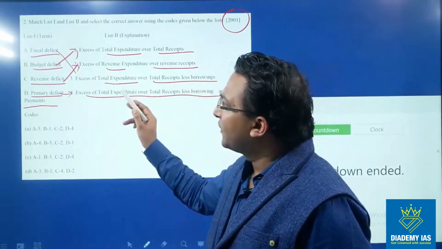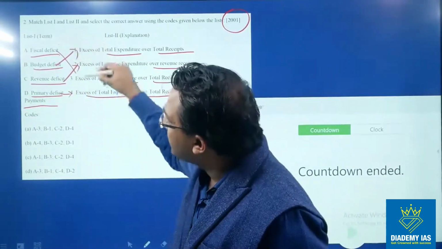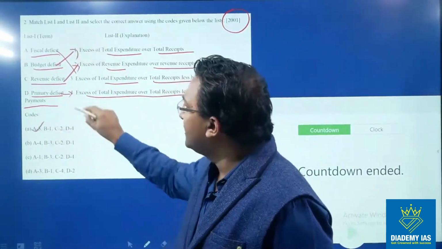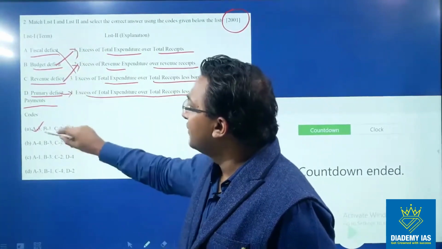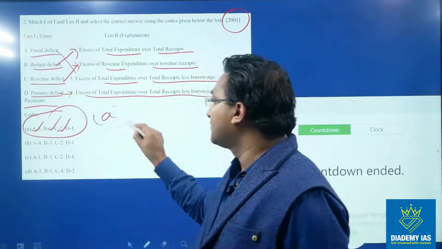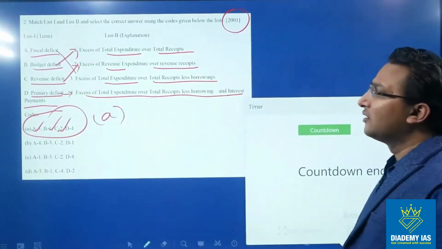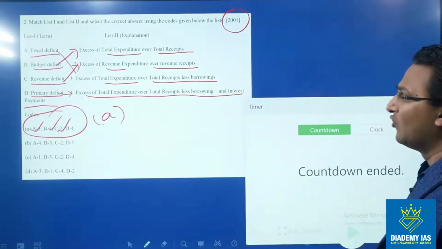So if we see what is the correct answer, A is 3 and D is 4 over here, B is 1 and C is 2. So answer is option A. I hope you understand and know each one of the items which have been mentioned over here.